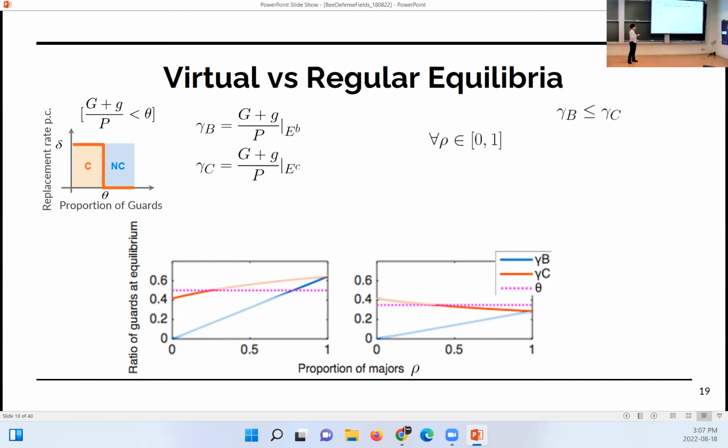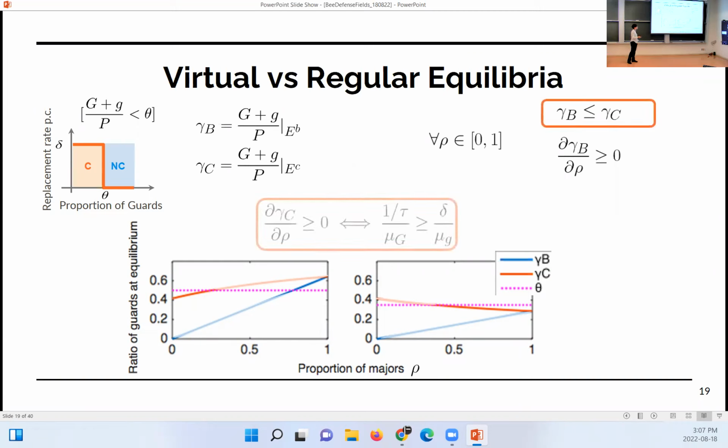We can also say that the ratio of guards in the non-crisis system, so when there is no replacement, will be increasing with the proportion of majors. That also makes sense because if there's no replacement, then the only compartment contributing to the guards is the major W, capital W.